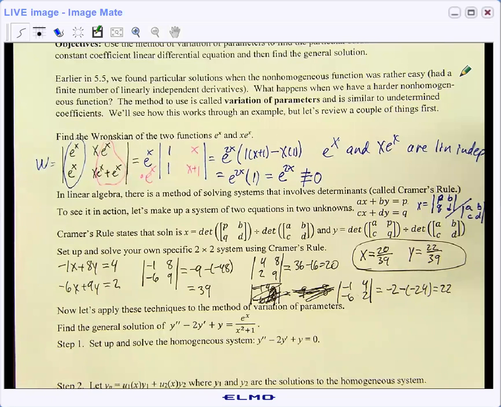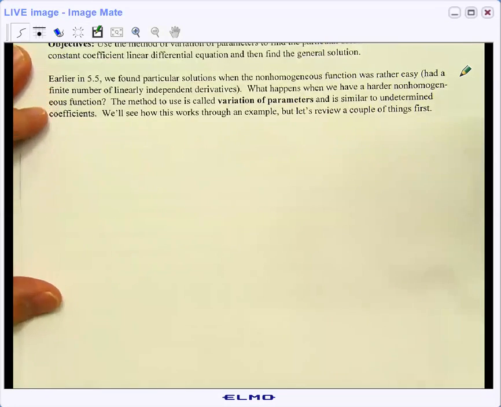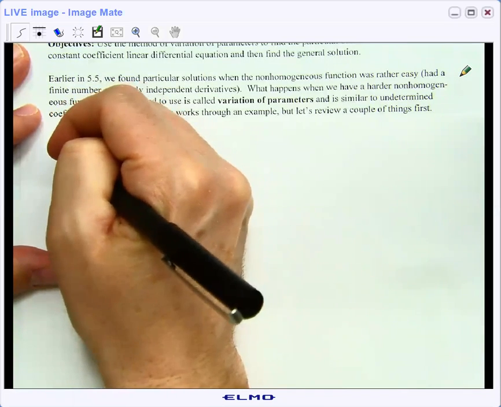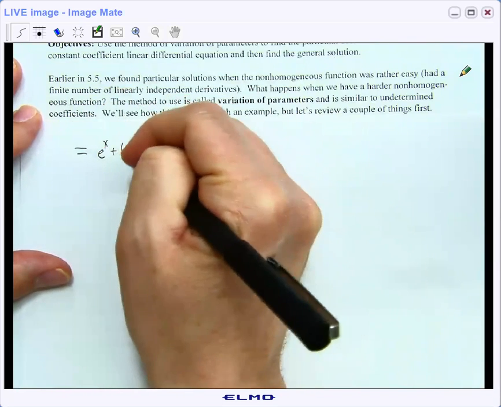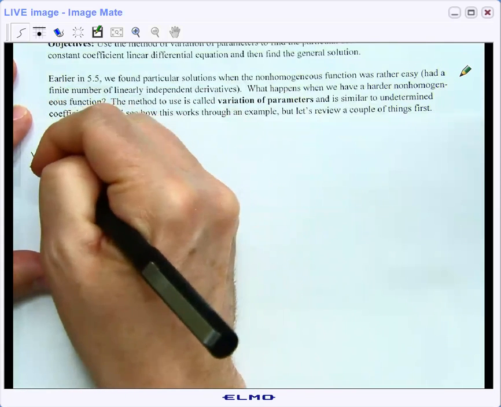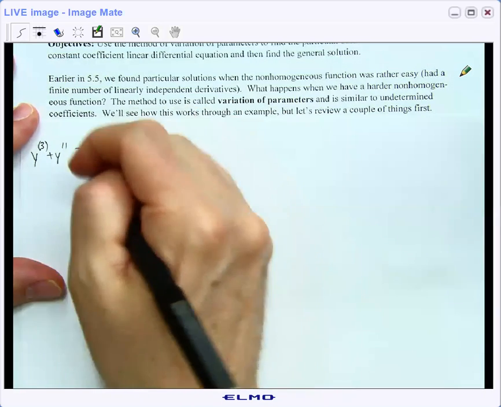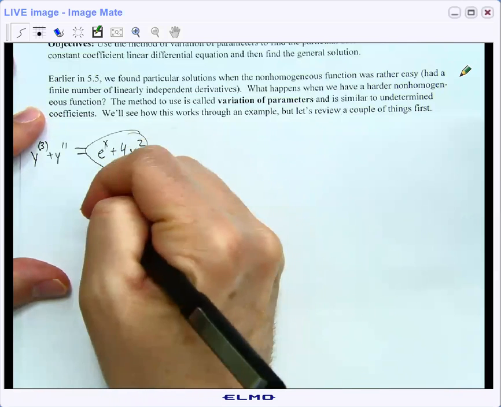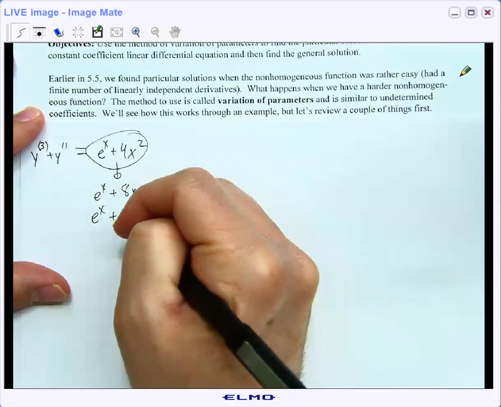The other thing that I need to mention is when to use variation of parameters versus when to use the method of undetermined coefficients from the previous part of this section. So to talk about that, let's look at some examples. In one of our examples from 5.5a, we had a non-homogeneous part like e to the x plus 4x squared, and we had y triple prime plus y double prime equal to that. If we take his derivatives, we get e to the x plus 8x and e to the x plus 8.